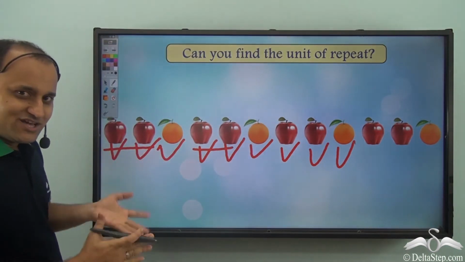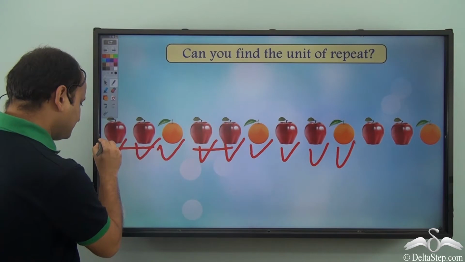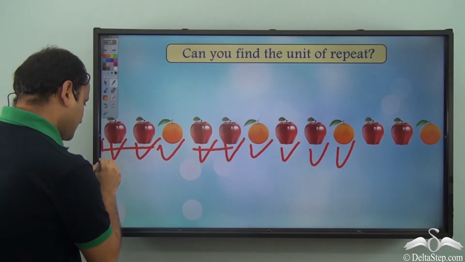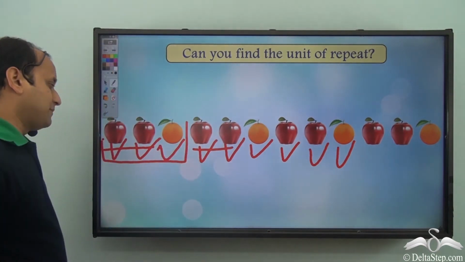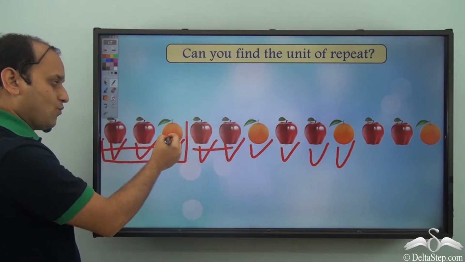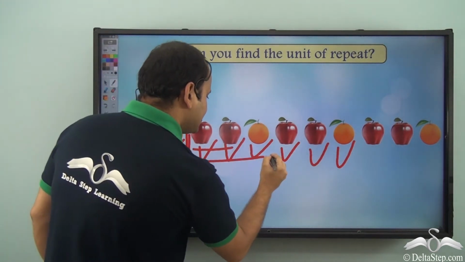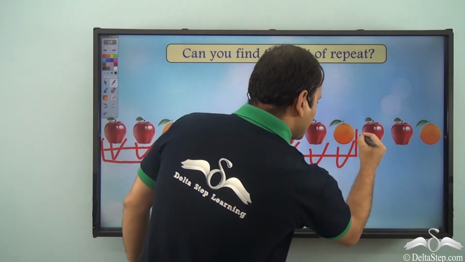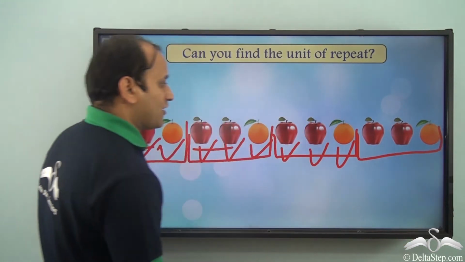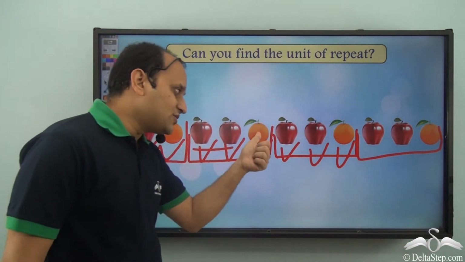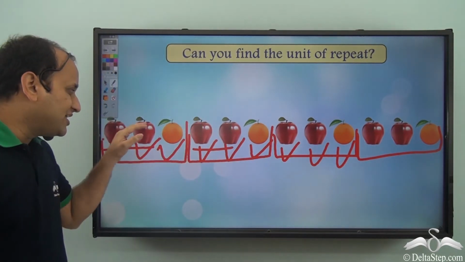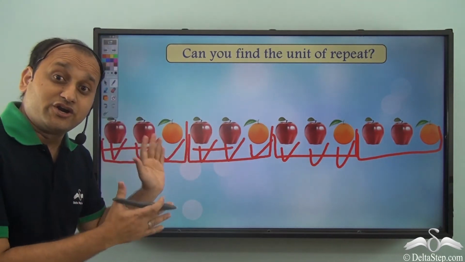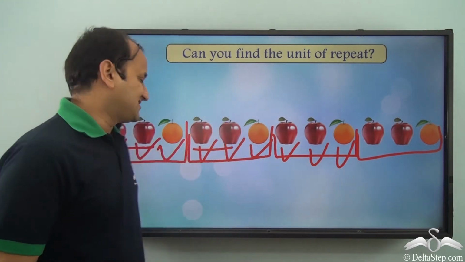So what is the unit of repeat? Well, it's not two apples, it's not an apple and an orange. This is the unit of repeat. Two apples, one orange. Two apples, one orange. And how long is the unit of repeat? It's three objects long. So two apples and one orange. This is the unit of repeat in this case.